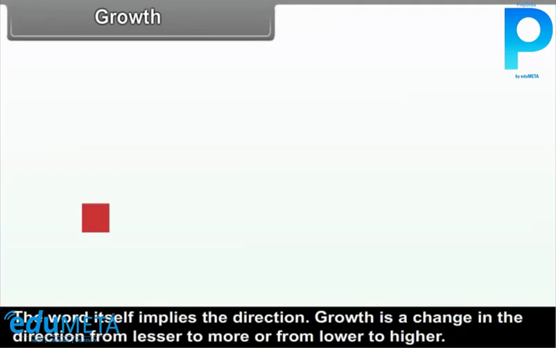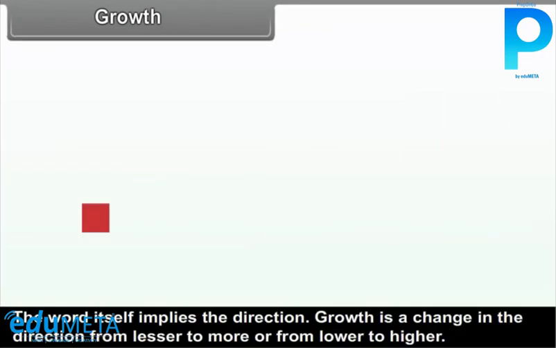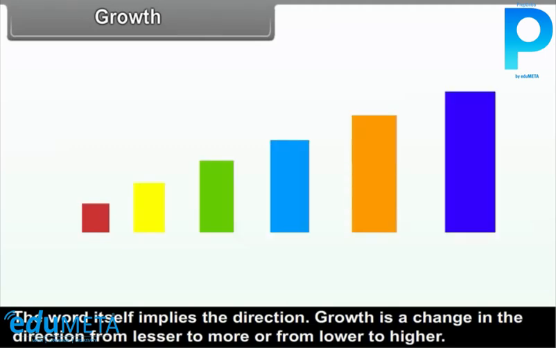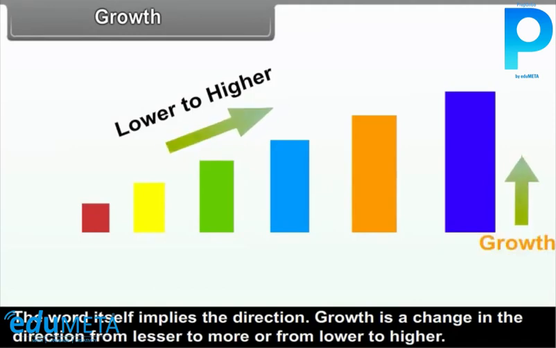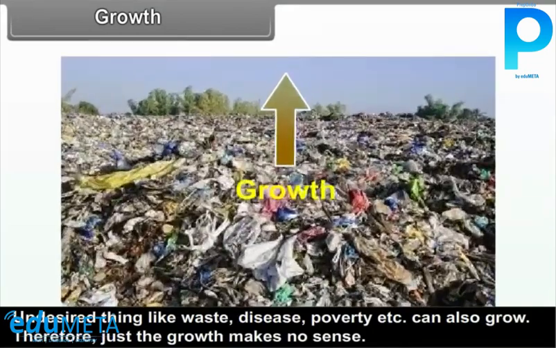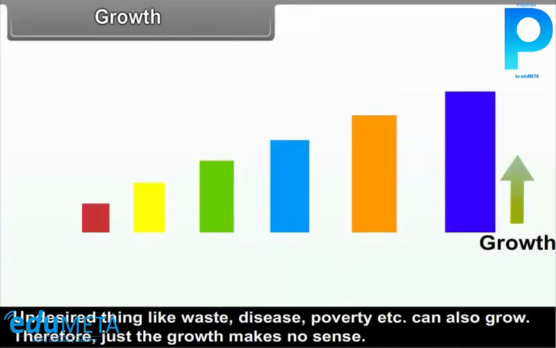Growth. The word itself implies the direction. Growth is a change in the direction from lesser to more or from lower to higher. However, one may keep watching on what is growing. At times, unwanted things may grow. Undesired things like waste, disease, poverty, etc. can also grow. Therefore, just the growth makes no sense.